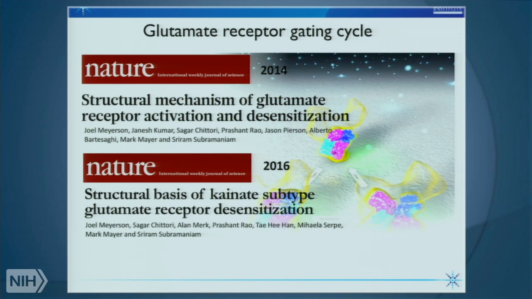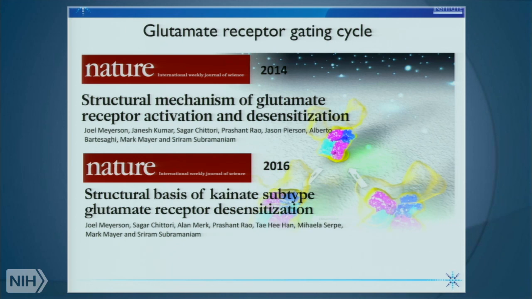The application to membrane proteins is also very, very exciting. And this was enabled essentially solely with the collaboration we had with Mark Mayer at the NICHD, who's been pioneering the work on glutamate receptors in his lab for a long time. And in work that Joel Meyerson and Sagar Chittori took the lead on in my lab, we were able to apply these methods to determine structures of glutamate receptors, GluA2 and GluK2, and it led to a number of insights in both the architecture and the gating cycle of these receptors.